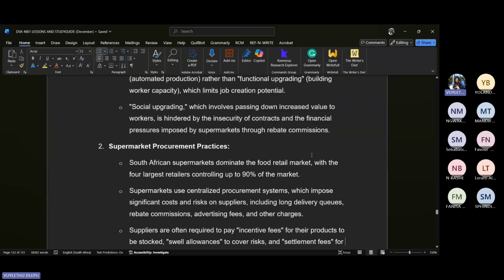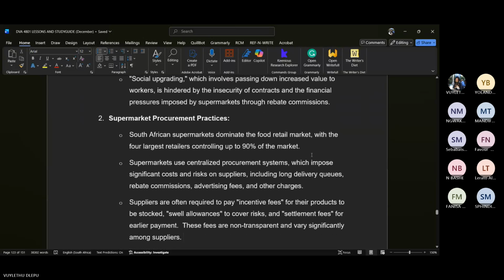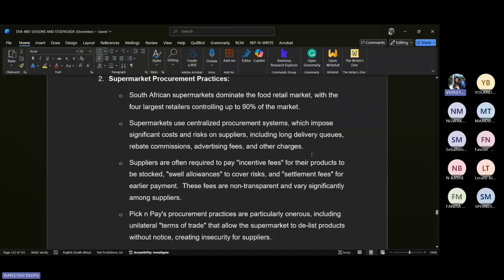And then in terms of the supermarket procurement practices, South African supermarkets dominate the food retail market, with the 4 largest retailers controlling up to 90% of the market. Supermarkets use centralized procurement systems, which impose significant costs and risks on suppliers, including long delivery queues, rebate commission, advertising fees, and other charges.